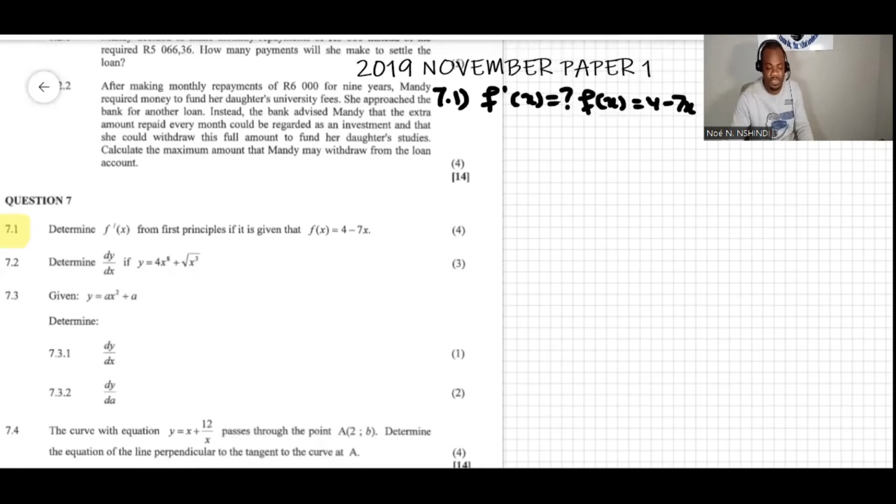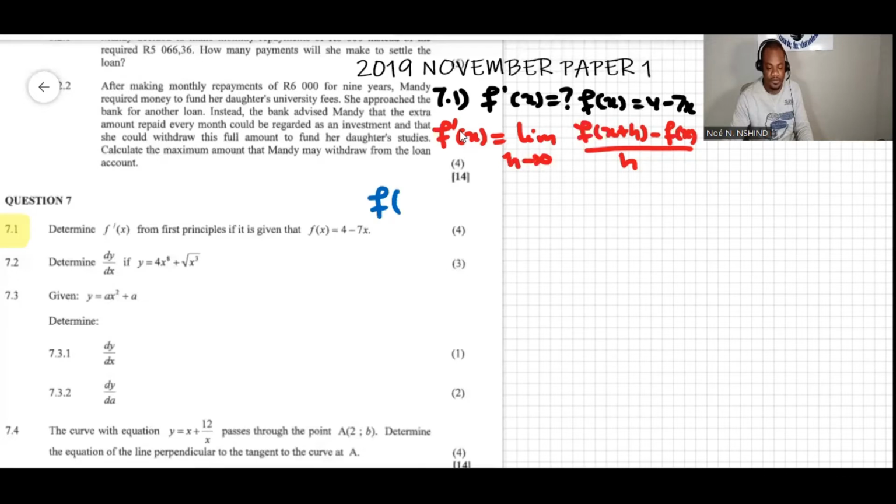From first principles, f prime of x is equal to the limit of h approaching 0 of f of x plus h minus f of x, all over h. Now, I prefer to work out the numerator. Let's first work out f of x plus h, then subtract f of x, then divide by h, and then put in the limits to work out the derivative of the function.